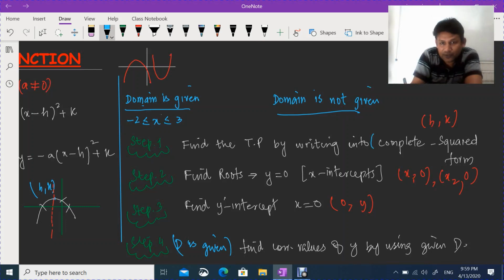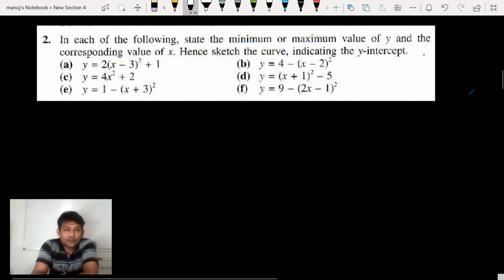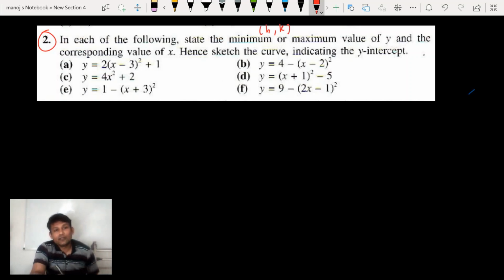without this complete square form we cannot move forward. Okay, this question, the first part: in each of the following, state the minimum or maximum. Minimum or maximum, that is hk. It can be the minimum or maximum value of y, and the corresponding value of x. The maximum or minimum is k, the y is k, and the corresponding value is h, the x. The point is hk. Hence sketch the curve indicating the y-intercept.